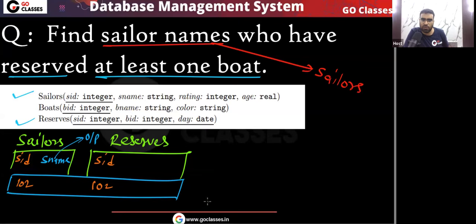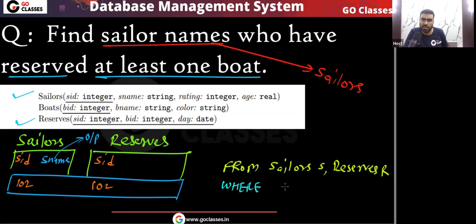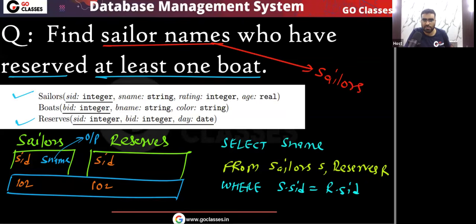Okay, very simple. So your final query that you already know: from these two tables, from the sellers table, let's call it S, and from the reserves table, let's call it R. These are the aliases. Now there is only one condition you have to put, that is s.sid is equal to r.sid. And you will select s name. That's it. This is your query. Is this clear? You will project s name.